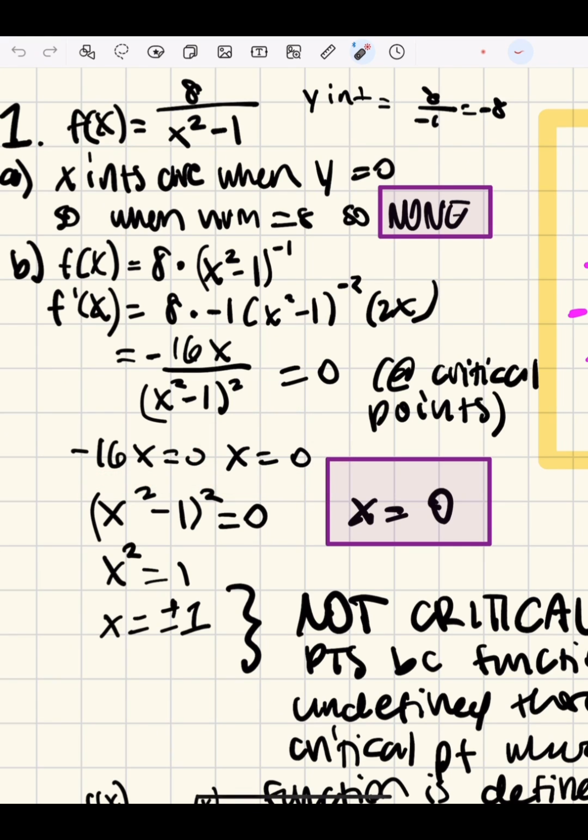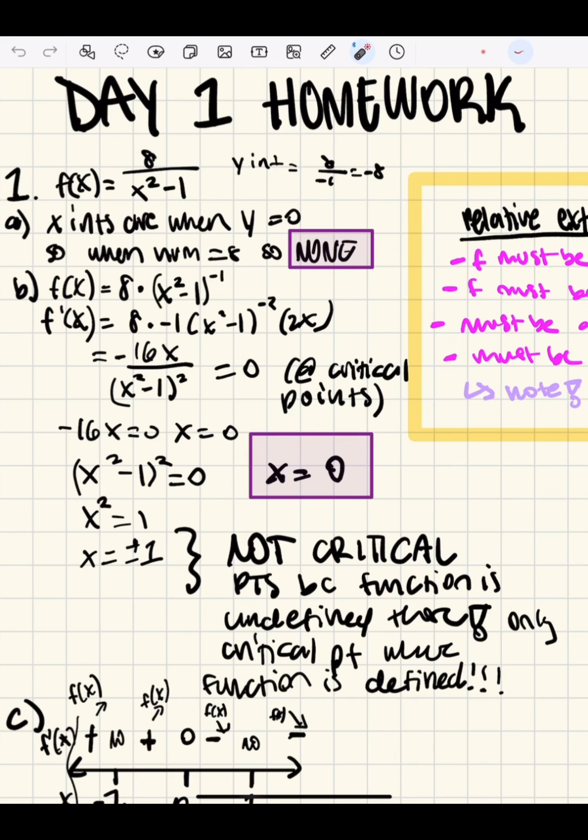And also, we would solve this. So x squared minus 1 squared is 0. And then x is going to equal plus or minus 1. But this is not a critical point because it is not defined in the original function either. And when you have an undefined thing like this, like when the original function is undefined at a certain place, the derivative is also undefined at that certain place.